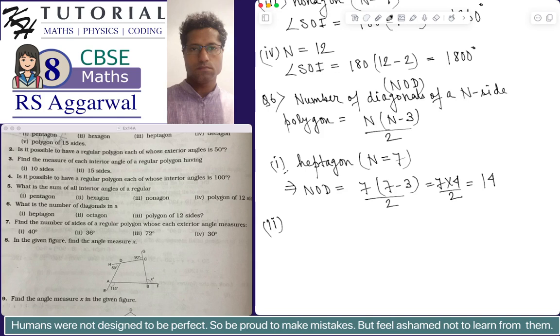Next one is octagon. Now, what is an octagon? An octagon is a polygon having 8 sides. So, n is equal to 8. This implies NOD, that is the number of diagonals of a polygon with 8 sides, will be equal to 8 multiplied by (8 minus 3) divided by 2. This is equal to 8 multiplied by 5 by 2, which is equal to 20. There are 20 diagonals in an octagon.